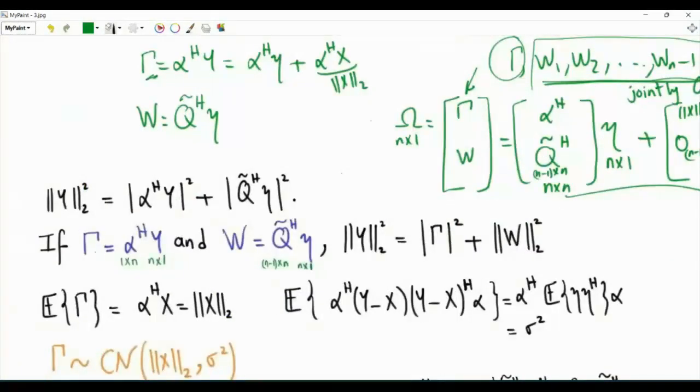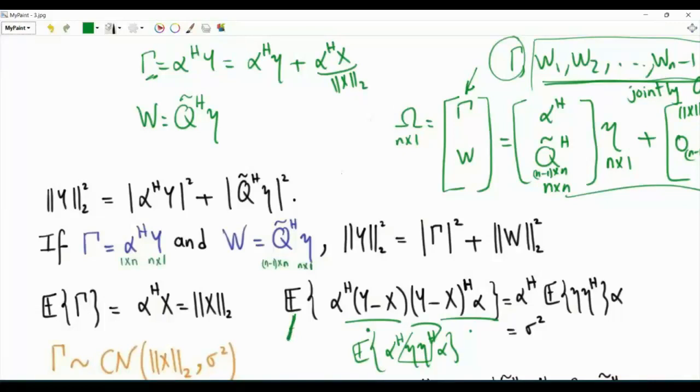So now we have these two guys. Gamma has a mean of alpha Hermitian x, that's the mean value, and this is the L2 norm of x. And the covariance matrix of gamma will be, we take gamma minus its mean. So this will be alpha Hermitian y minus alpha Hermitian x. And then we take the outer product of this vector with itself. And so this will be the expectation of alpha Hermitian eta, eta Hermitian alpha. And then we apply the expectation to eta, eta Hermitian. Well, that's the covariance matrix of vector eta, which is sigma squared times identity. And so we end up with sigma squared, and then we have alpha Hermitian alpha is equal to 1.